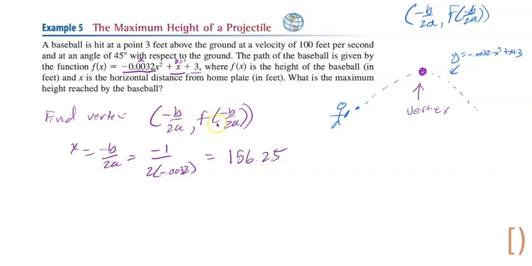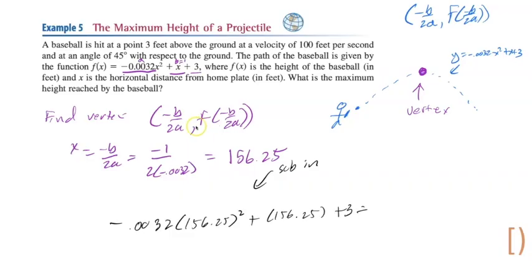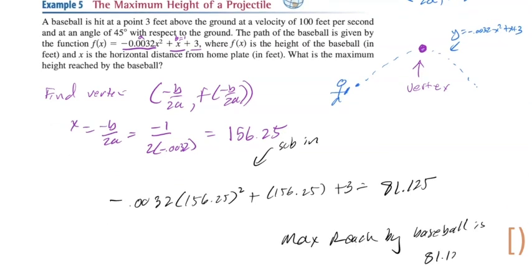Now we just got to plug it in and find the y, which is the max height. So we're just going to sub that in. Sub in's more correct mathematical term for it. So we're going to get -0.0032 times 156.25 squared plus 156.25 plus 3. So that all into my calculator to get 81.125. So that's my max height. Max height reached by the baseball is 81.125 feet. And that's the answer, and that's the lesson.